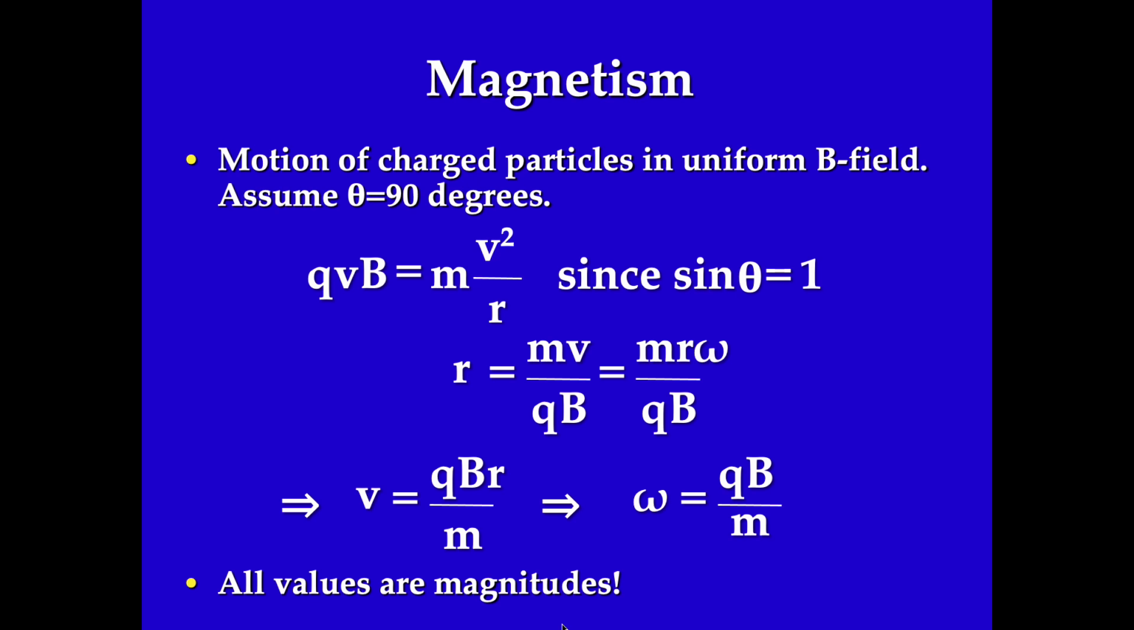I'll just say a couple more things and then I'll stop. So we have the magnitude of the magnetic force is Q V B sine of theta. That's from the definition of the cross product. And let's let theta be 90. So that means that F sub B.